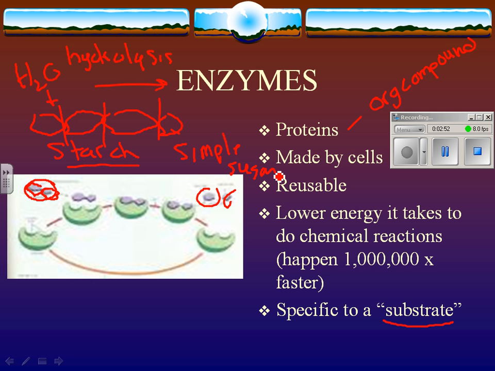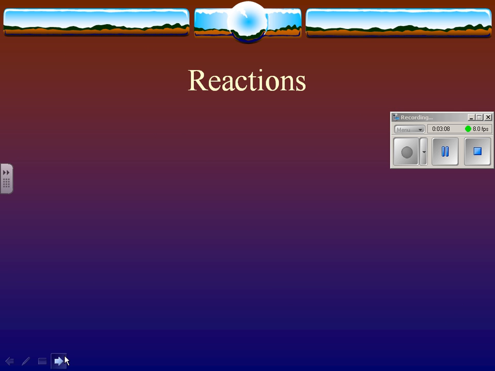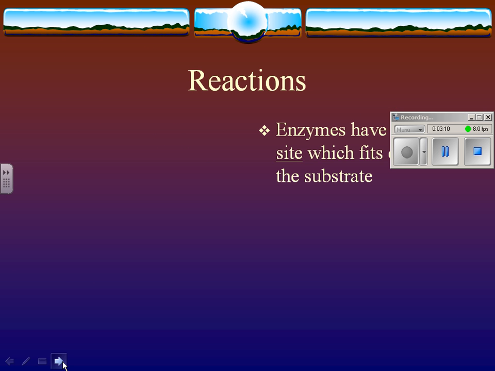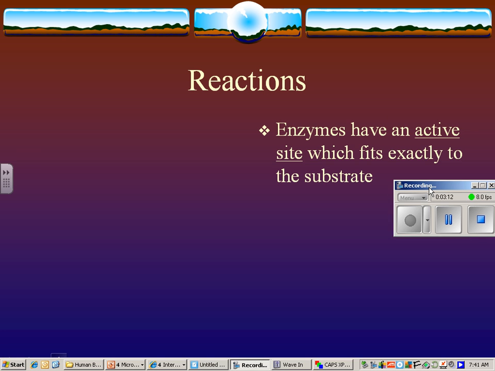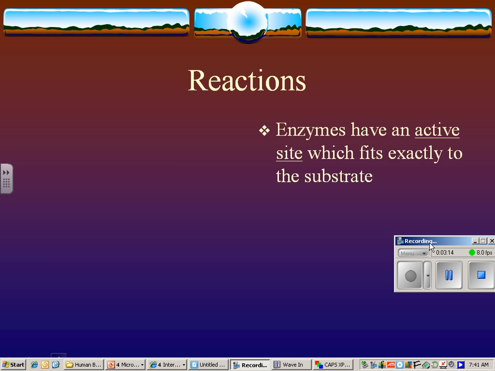If you hold the cracker in your mouth long enough, it'll start to taste like sugar. So the enzyme in your mouth is specific to starch, and it does a specific task. It breaks starch molecules apart into sugar molecules. Enzymes work by having what's called an active site, which fits exactly to the substrate.